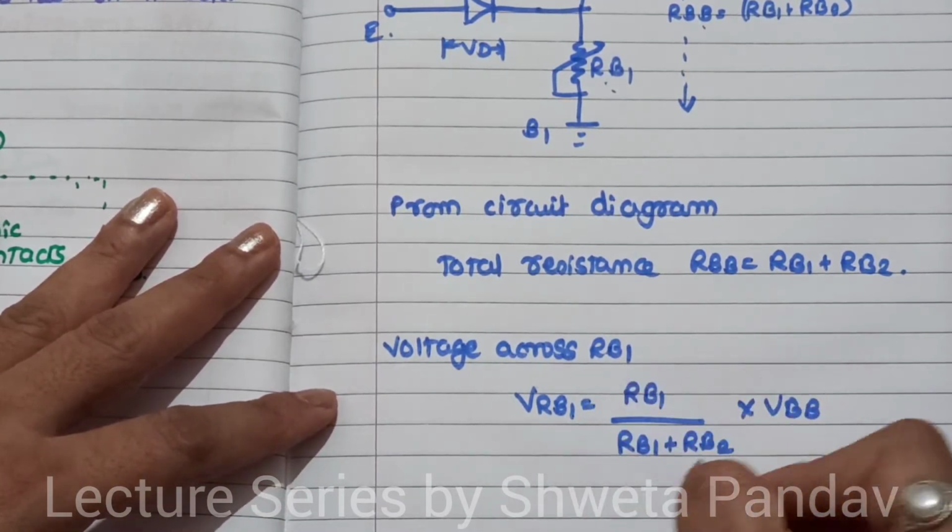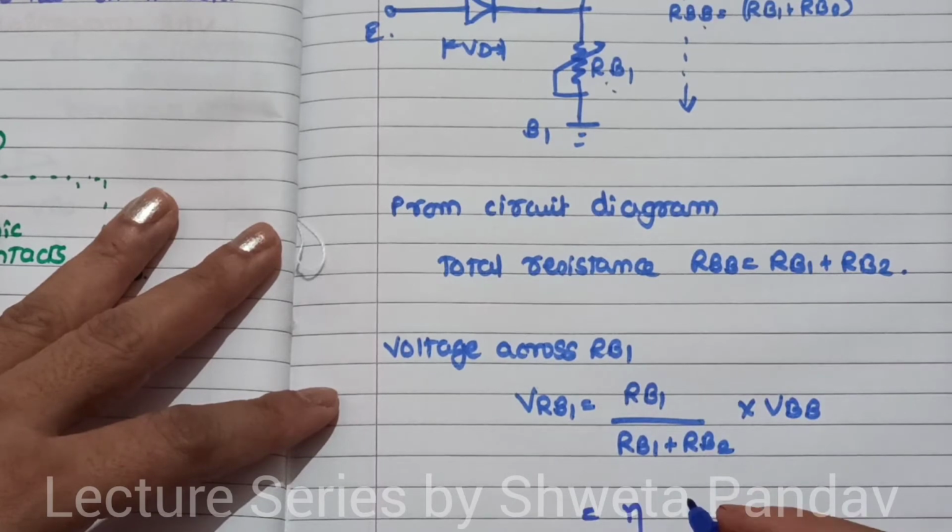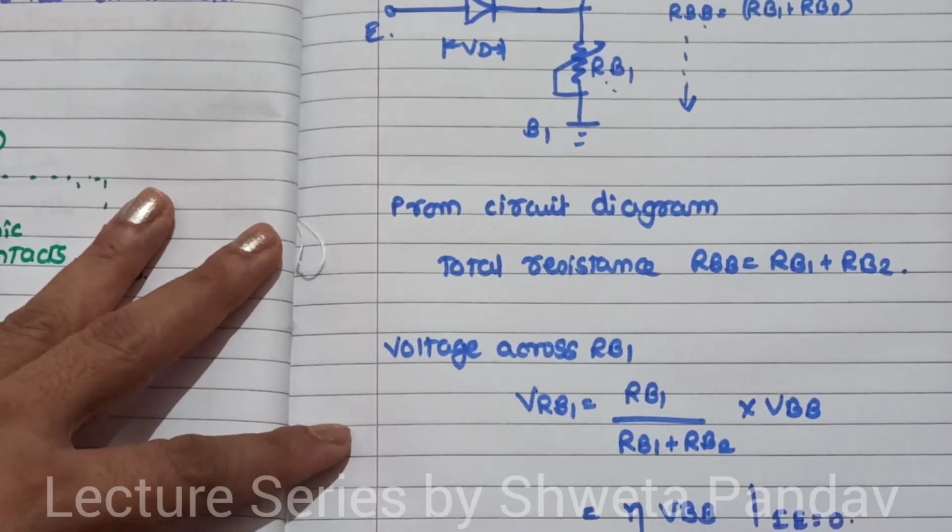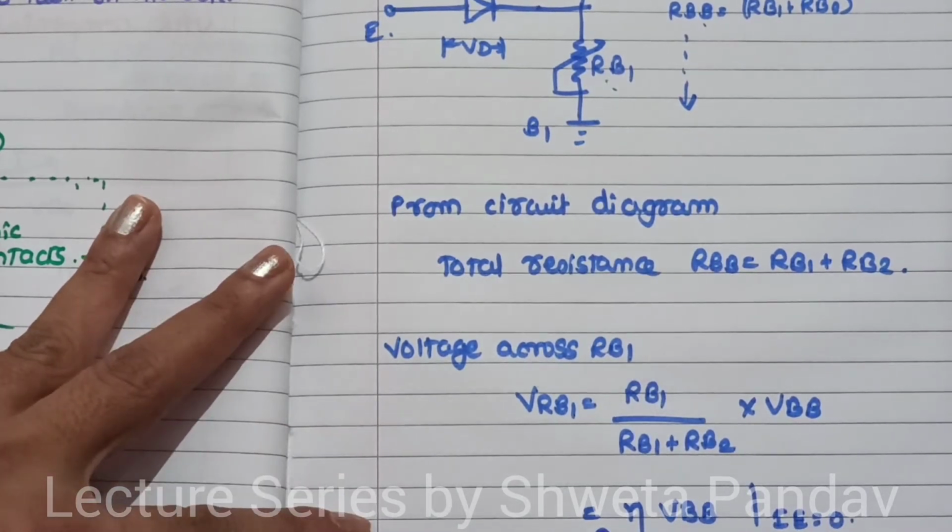Suppose I replace this whole term with one new term, called eta. It is nothing but the intrinsic standoff ratio. This whole expression holds at emitter current 0. So this eta is called the intrinsic standoff ratio.